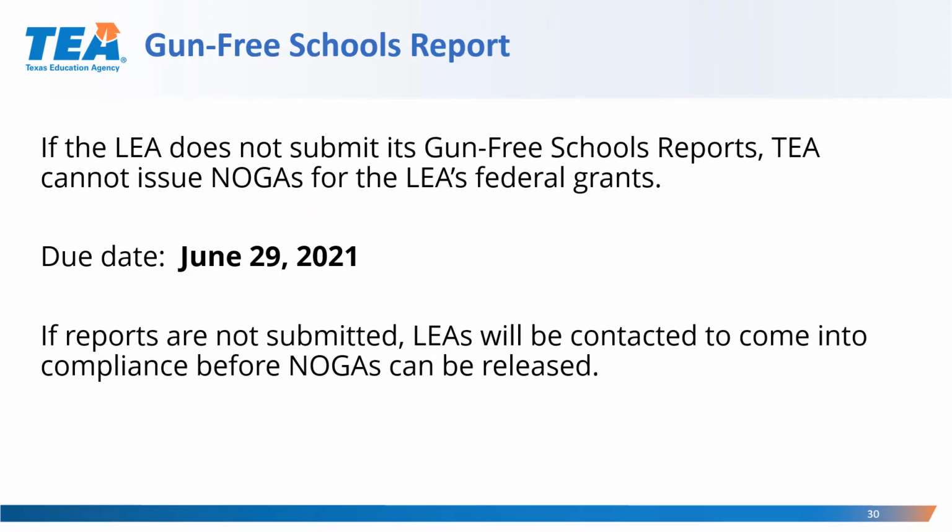It is very important that the LEA submits its gun-free schools reports. If the LEA does not submit its gun-free schools reports, TEA cannot issue a notice of grant award for the LEA's federal grants. The due date for the reports is June 29, 2021. If the reports are not submitted by that date, LEAs will be contacted to come into compliance before NOGAs can be released.